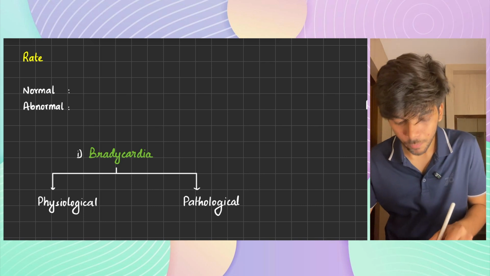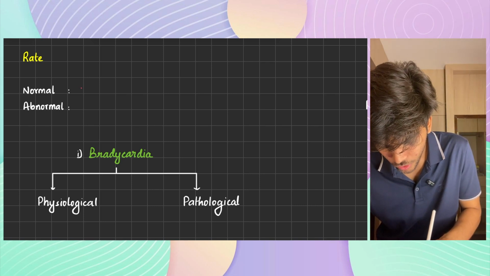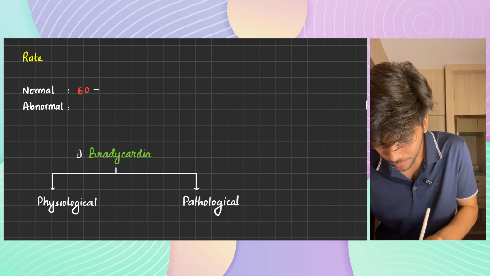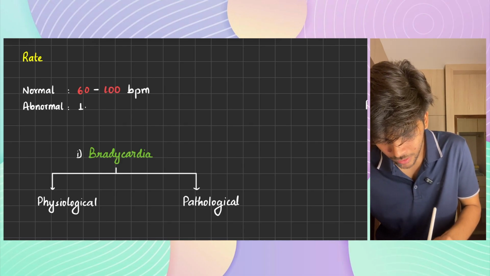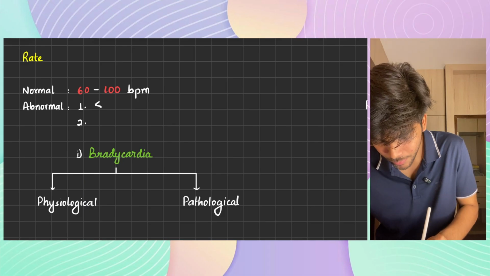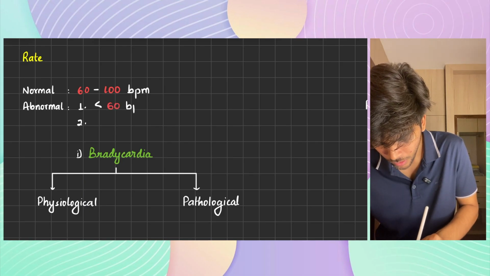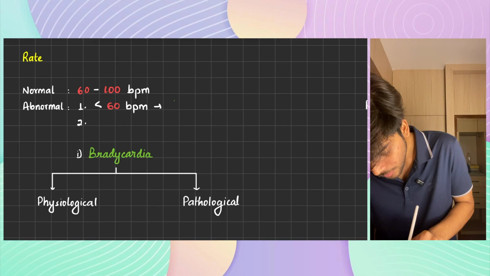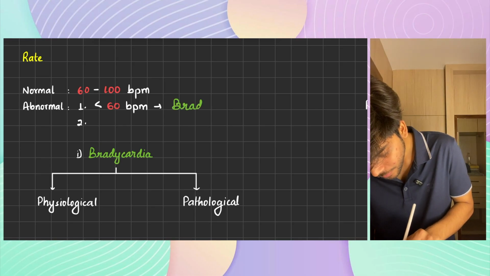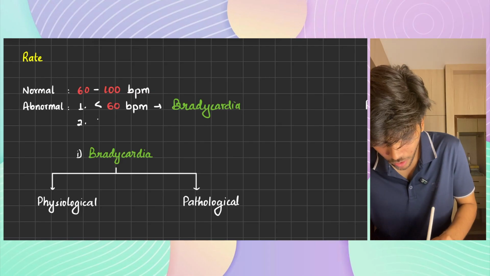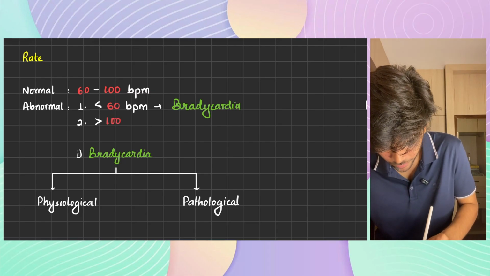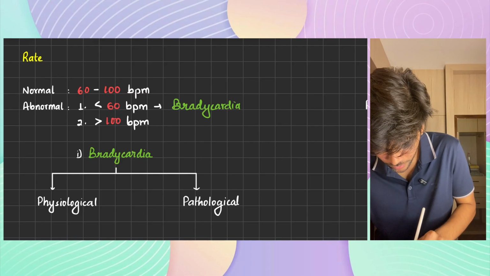The normal rate of pulse is 60 to 100 beats per minute. Abnormally, when there is less than 60 beats per minute, we call that bradycardia. When it's more than 100 beats per minute, we call that tachycardia.